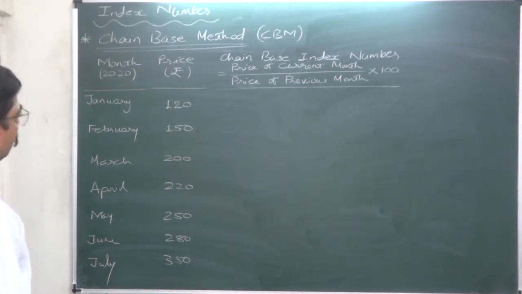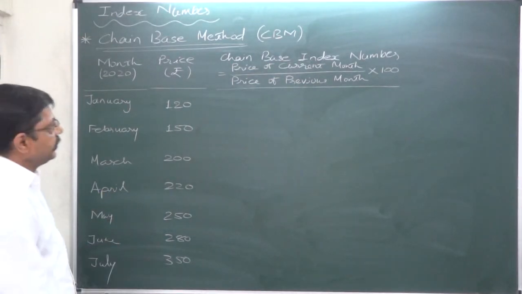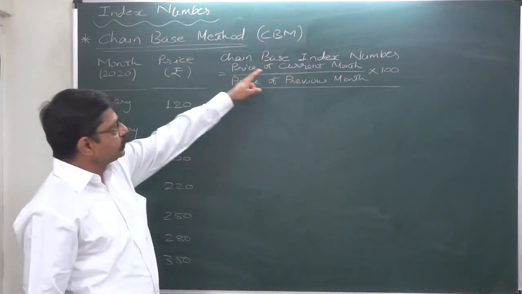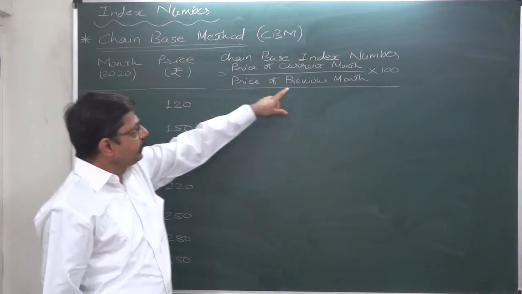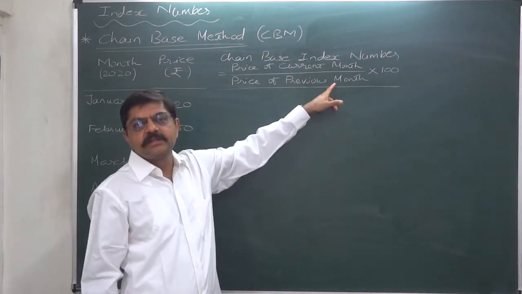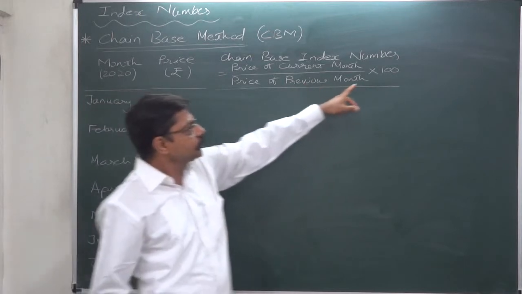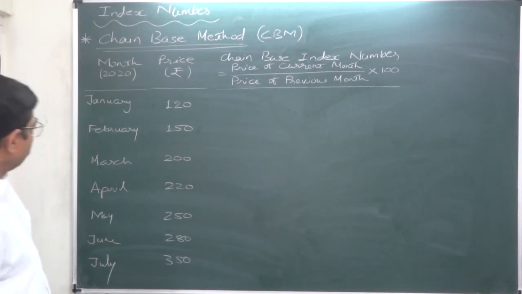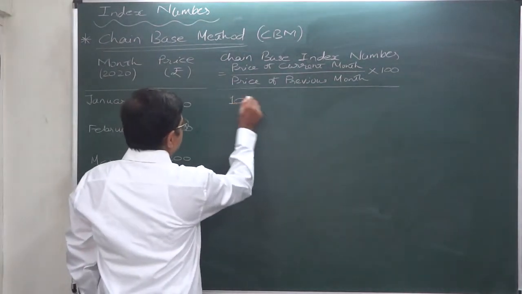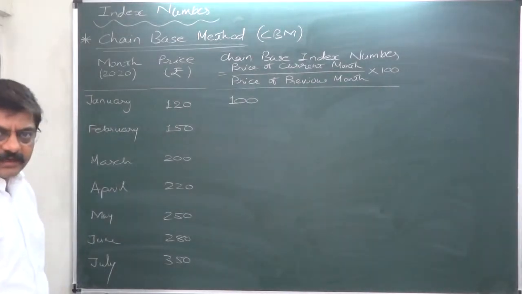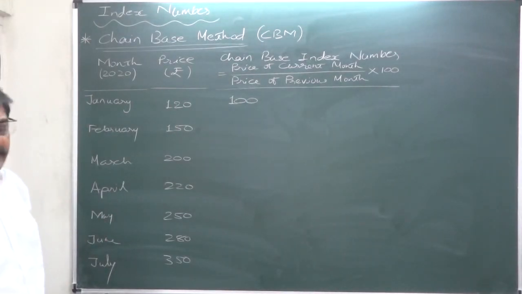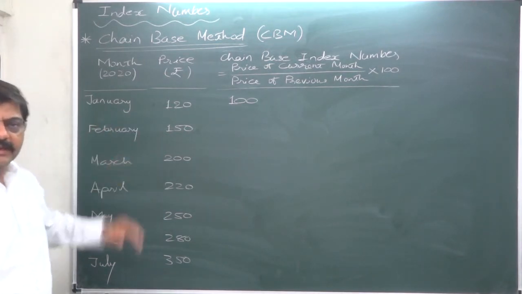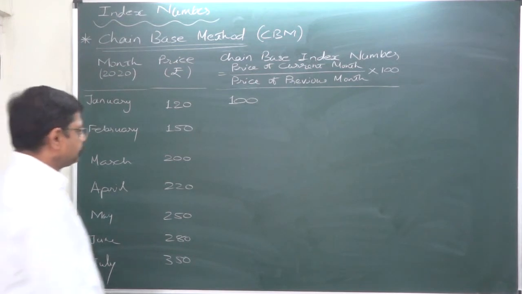So the formula to calculate the index number by chain base method will be: chain base index number equals price of the current period divided by price of the previous period. That will give us the ratio, and if we multiply the ratio by 100, that will give us the index number in terms of percentage. So let's calculate. As we know, for the first period keep the index number as 100, whether it is a fixed base method or chain base method, and from the second month or year or period we can calculate the index number according to the method.